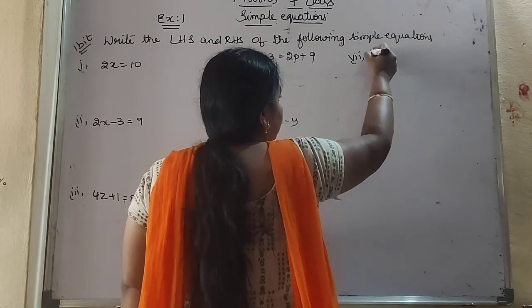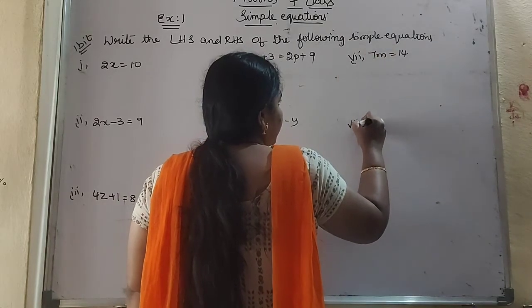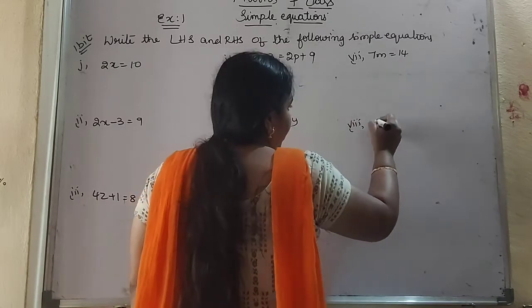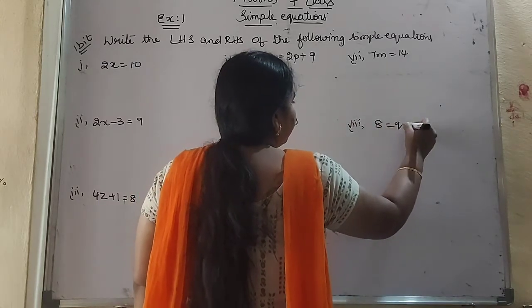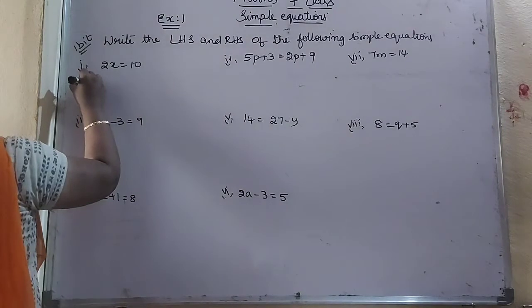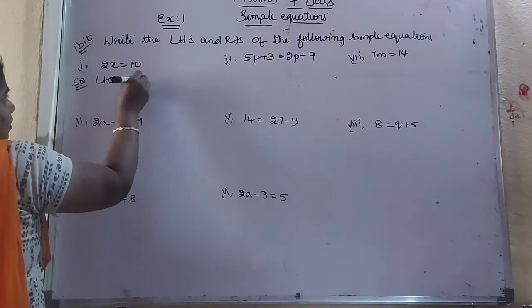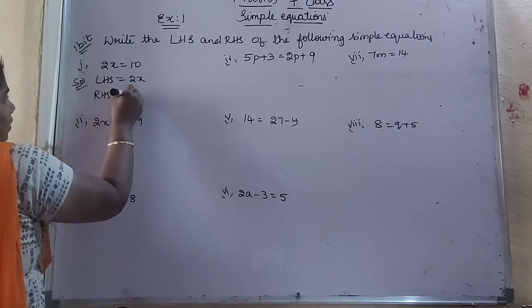Seventh is 7m equals 14. And the last one, the eighth, is 8 equals q plus 5. So in all of these, we have to find which is the LHS part and which is the RHS part. So how to find it now? First, the LHS is 2x and the RHS is 10.